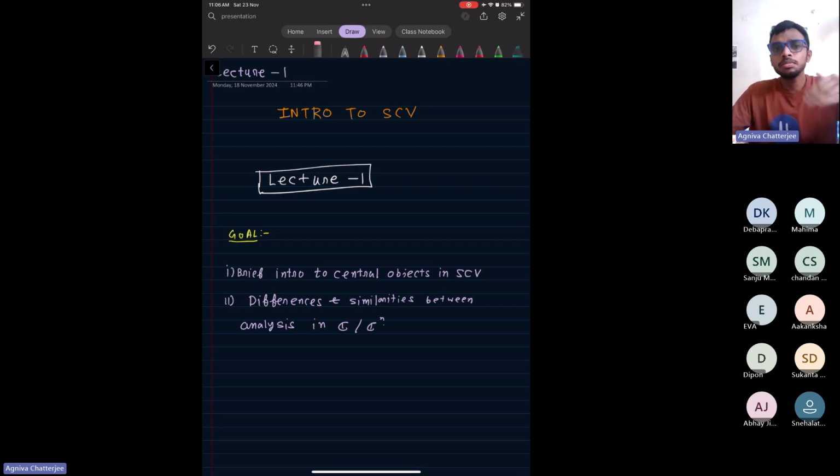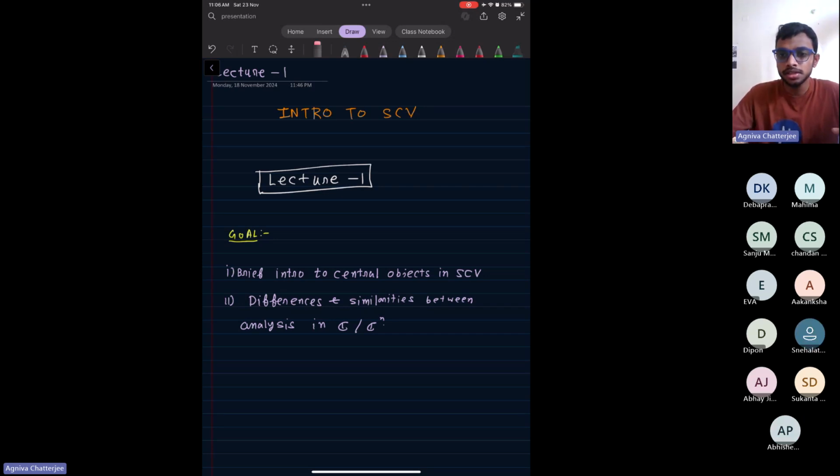I will skip a lot of proofs, and the proofs that I will give will be only sketches. The point is that I'll refer to some references, and you can always go back and take a look at those references. So without further ado, let's start.